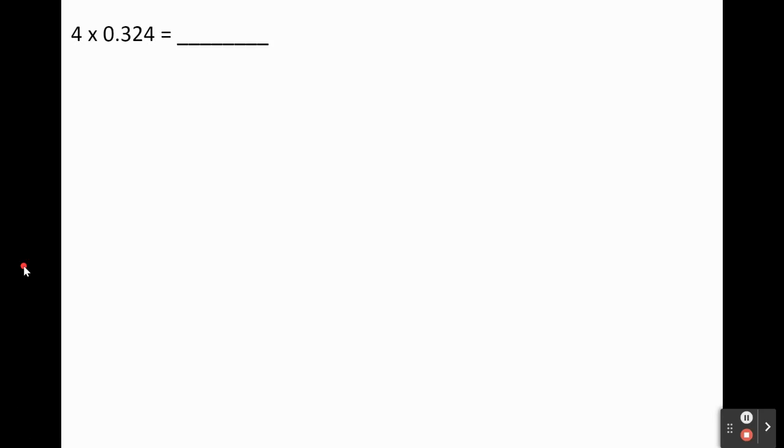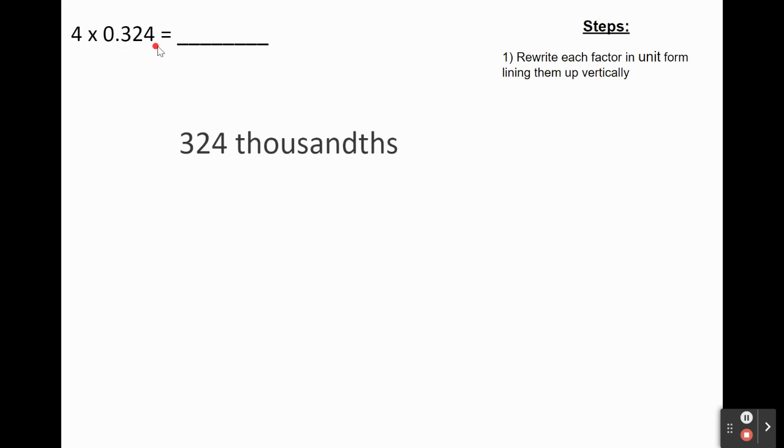All right, so now let's multiply 4 times 324 thousandths using unit form. First thing we're going to do is rewrite each factor, or number we're multiplying, in unit form, lining them up vertically, which means one on top of the other. I like to start with the factor that has the most digits in it, which would be the second factor, 324 thousandths. So I like to put that on top, and then I put the second factor on the bottom, 4 ones, since the 4 is in the ones place.